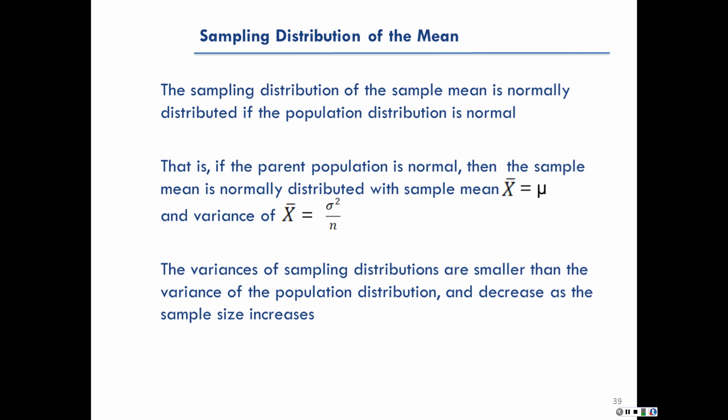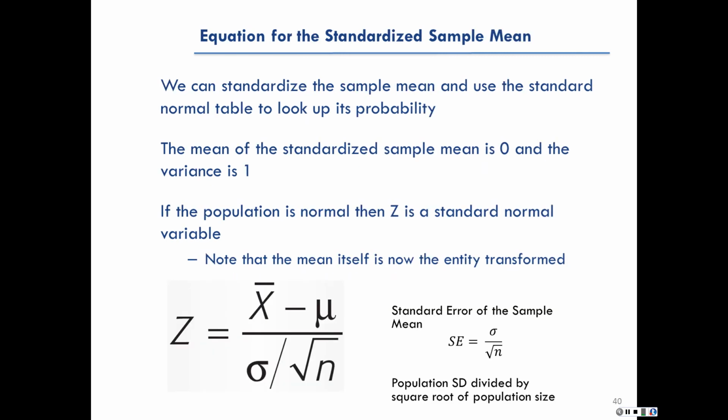As you can see, as your sample size increases, your variance decreases. And you want low variance. So the bigger your sample size, the better. The variances of sampling distributions are smaller than the variance of the population distribution because we're dividing it by n, and they decrease as the sample size increases. Okay, so there's good news here.